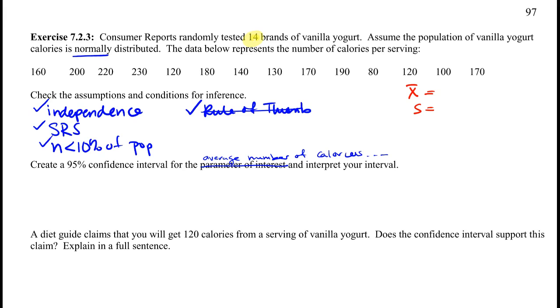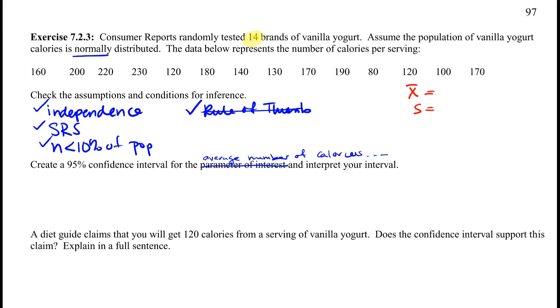And since we don't have the population size, it's really hard to know 10% of the population. If that's 14, well, there'd be 140 different brands of vanilla yogurt. And unfortunately, we don't know a whole lot about vanilla yogurt, but we're going to have to assume this is true if we're going to continue on.